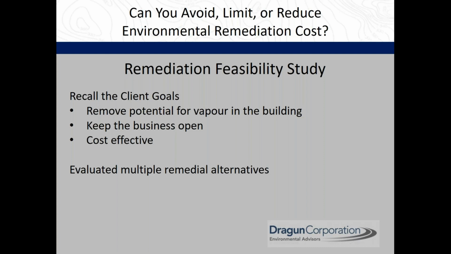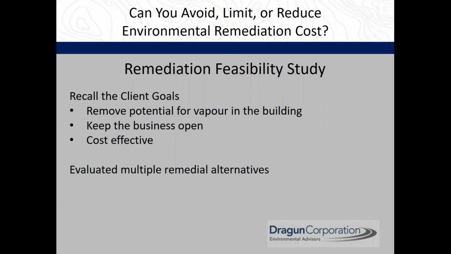Like I said, this is a very active area, very commercial, busy area, pretty high population, lots of gas being sold to the tune of hundreds of thousands of liters per month. And we still had to look at a cost-effective approach. So we looked at multiple remedial options.